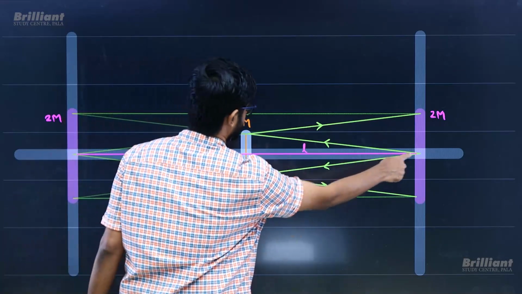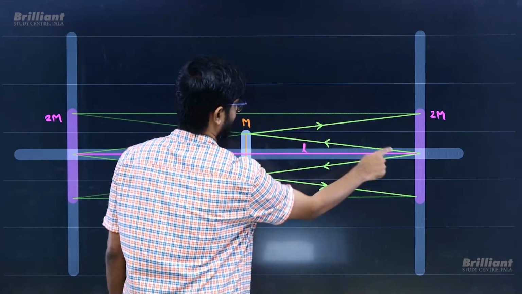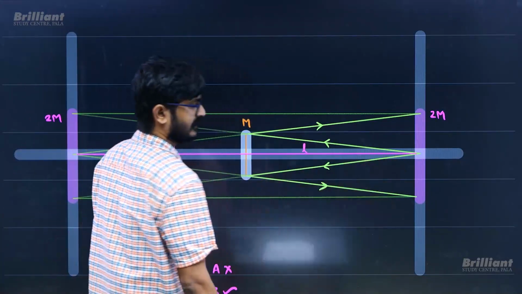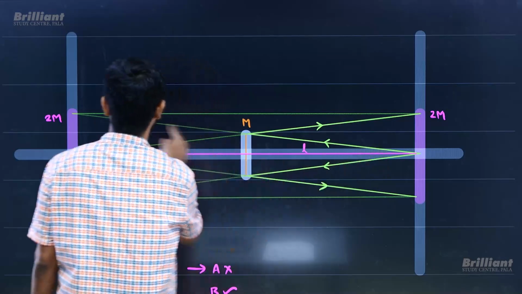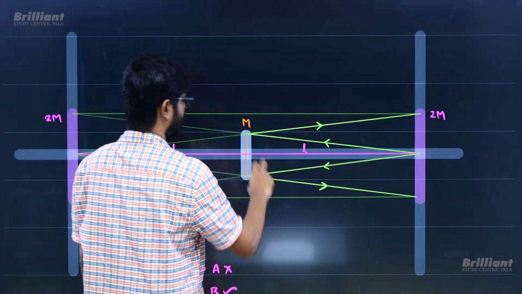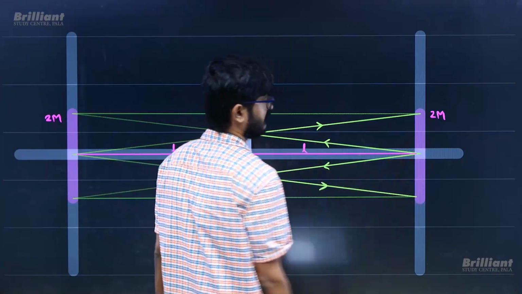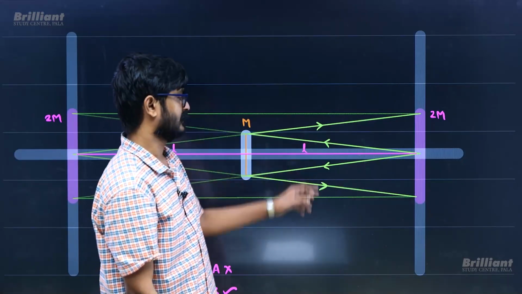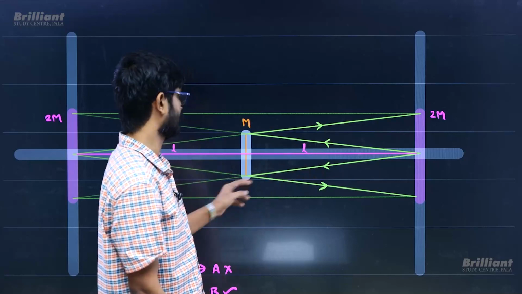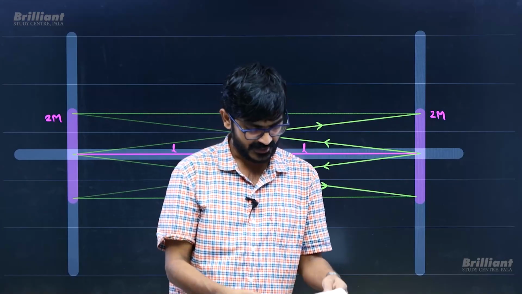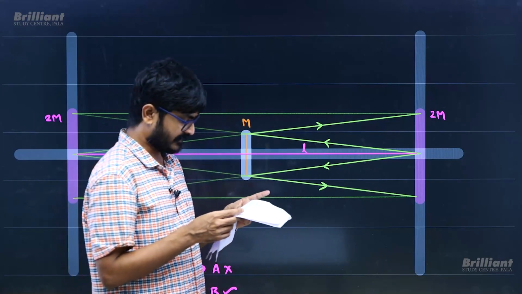Now you can see similar triangles here: one small triangle and one big triangle. Those triangles are similar to each other, and this length is L and that bigger triangle length is 2L. So if this length is M, this length is going to be 2M. It has nothing much to do with L. If you reduce this, this one also will reduce, but those similar triangles will always be in the ratio of 1:2.